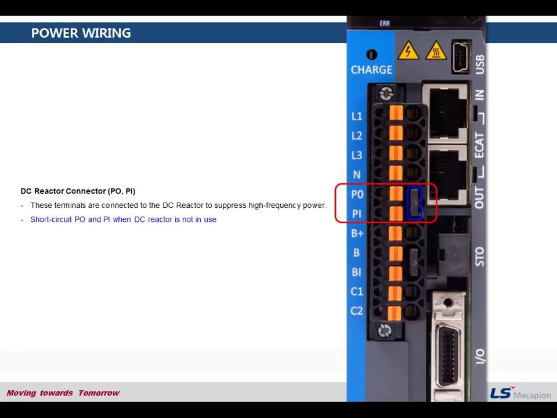The terminal PO and the PI, they are for DC reactor. This terminal should be short circuit when you use the drive without DC reactor. As you can see the blue box, this part is included in our product. However, if you need to use DC reactor, these terminals are required to be connected with DC reactor.